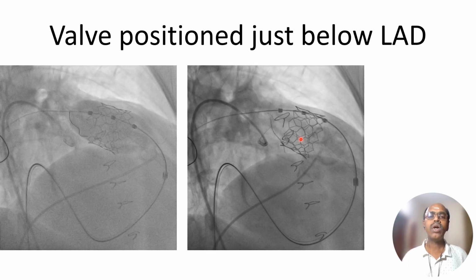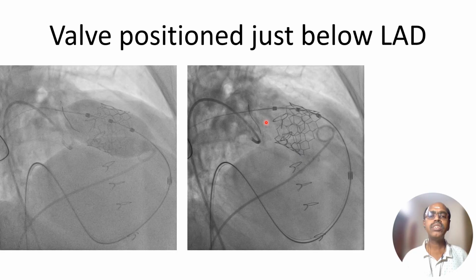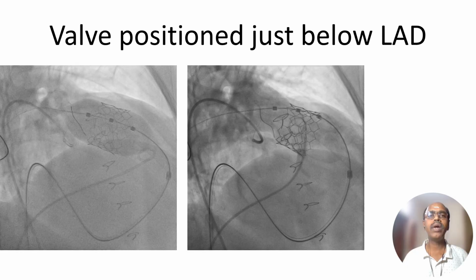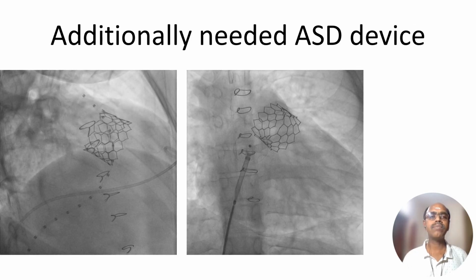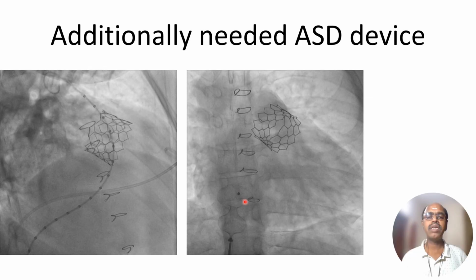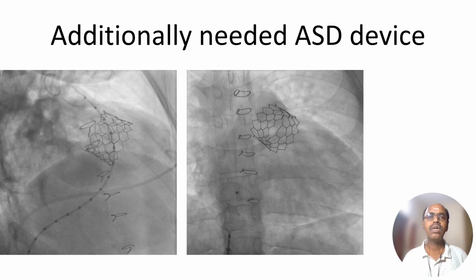So we have to have the coronary checks performed as we are positioning the valve in order to avoid a potential coronary compression. This particular patient, in addition, had an atrial septal defect and needed an ASD device closure.